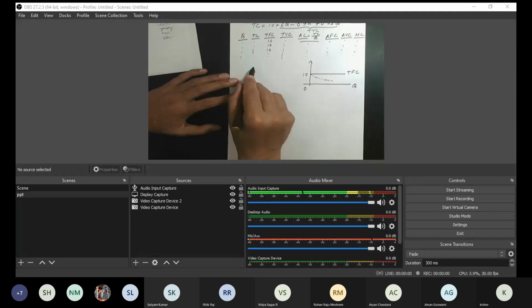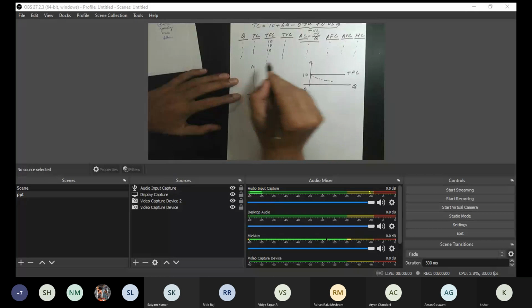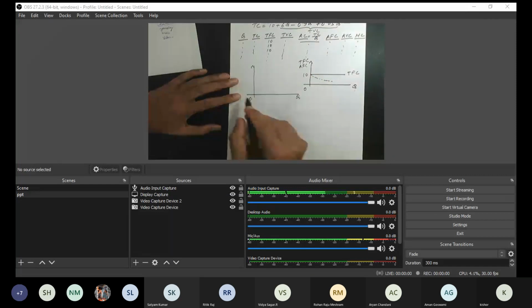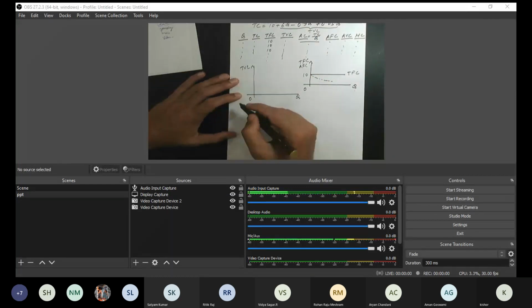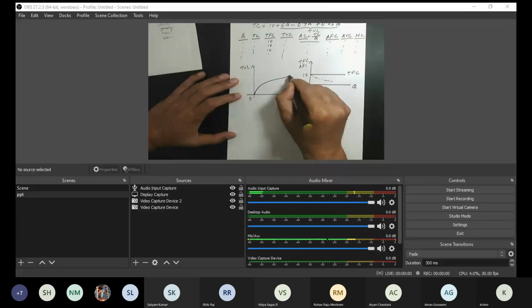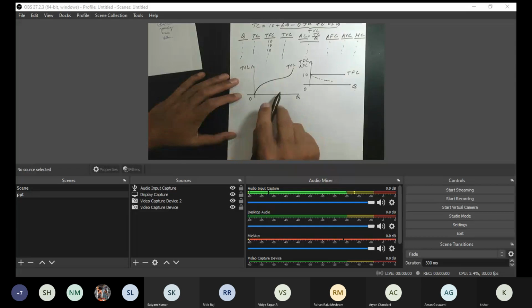Then what will happen to your, in this case you can write TFC, AFC, you can superimpose also TVC, total variable cost. Total variable cost will be, this will be your TVC. In general, more or less, it will have this kind of shape.